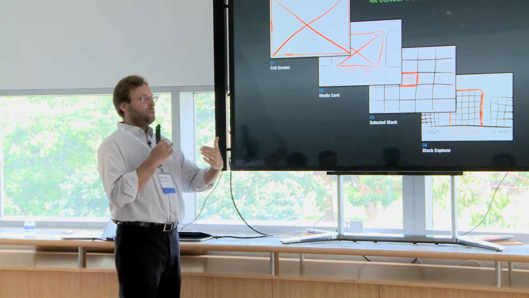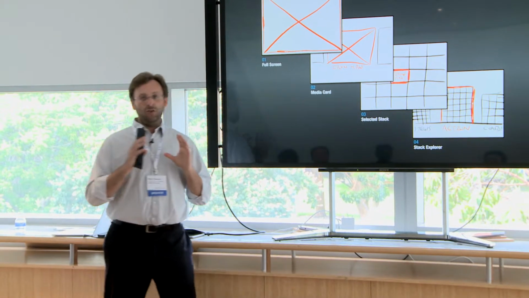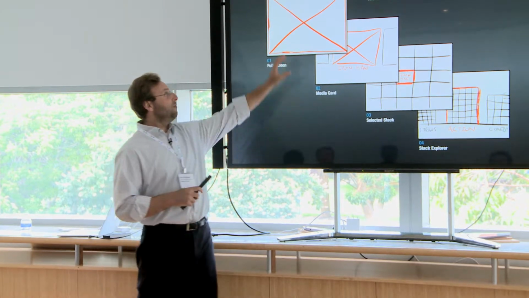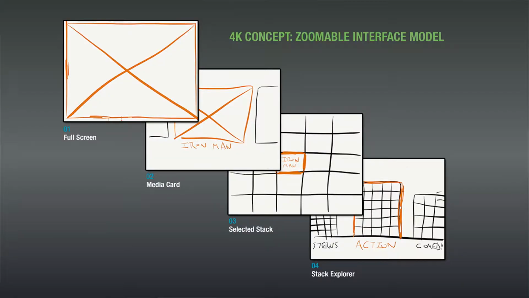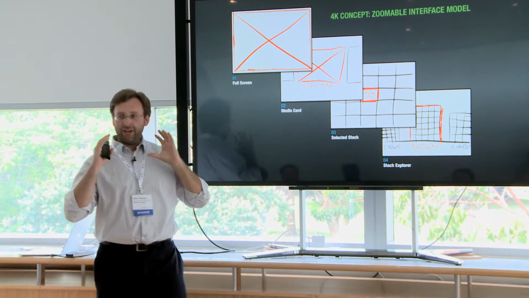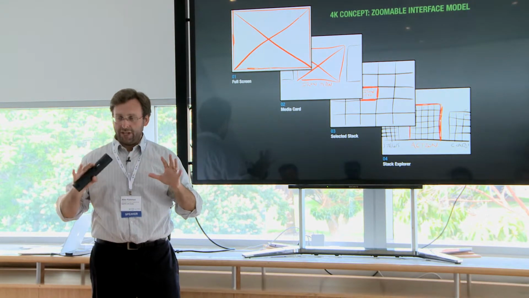Now, for the interface model itself, we really thought about a zoomable interface, using a camera in 3D space and putting everything in context. From full screen video, you can zoom out one level and see that video in what we call a media card. Zoom out one more level, and you can see all the content in the particular stack that you chose. Zoom out one more level, and you have all your stacks. At any point in time, you can move in and out of the interface, but it's always contextual, so you always feel like you know where you are.